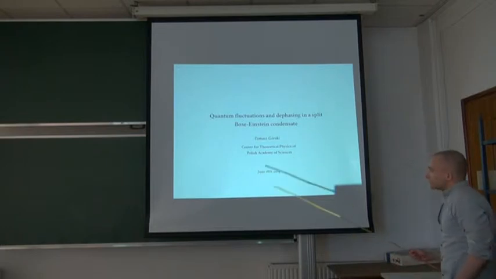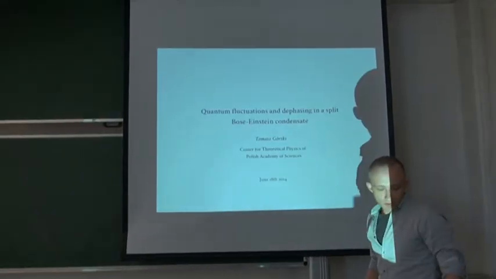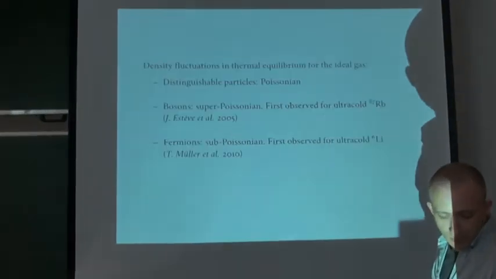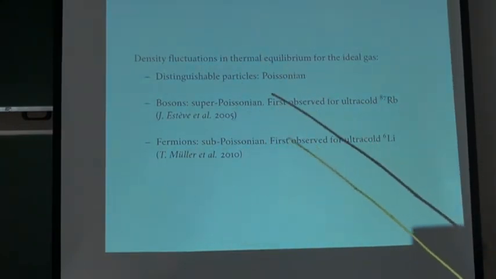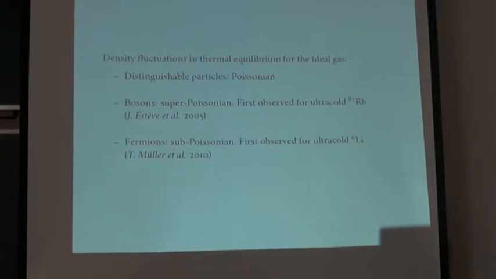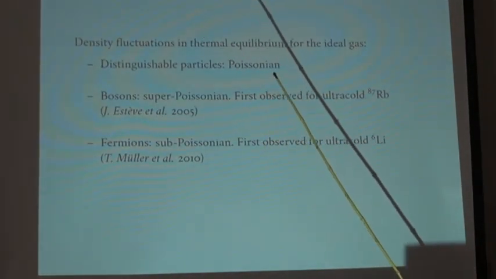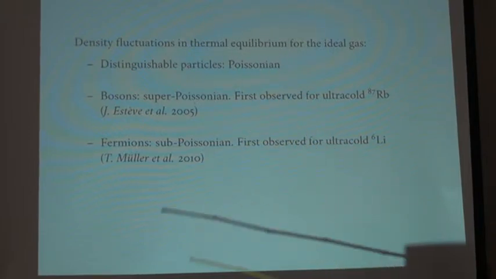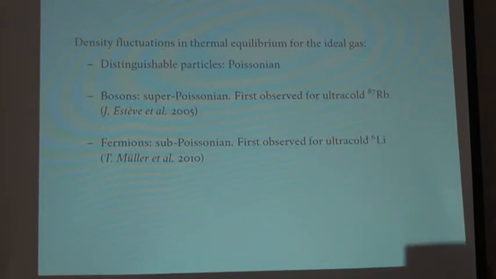So I would like to tell you a little bit about quantum fluctuations, dephasing in a split BEC condensate. First, I would like to remind you of a very simple fact: for a gas of distinguishable particles, in thermal equilibrium, non-interacting, the variance of atom number difference in a given volume is equal to the mean atom number within this volume. So we say that these fluctuations are Poissonian.